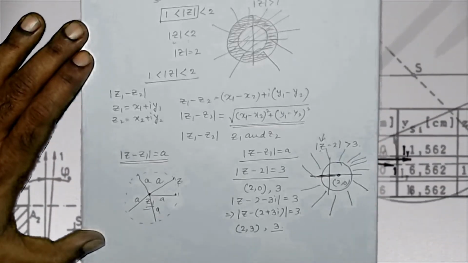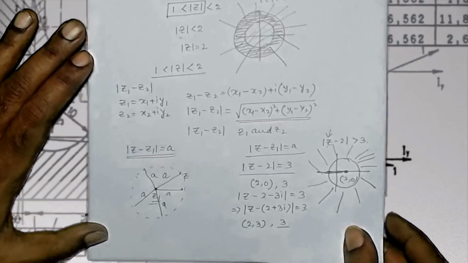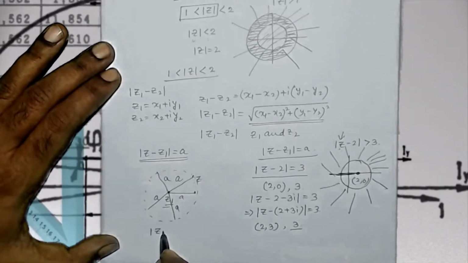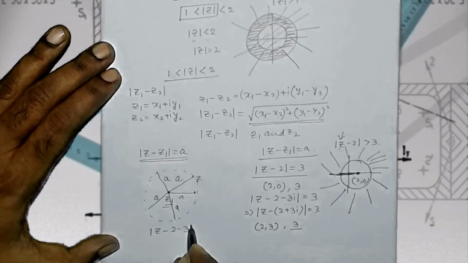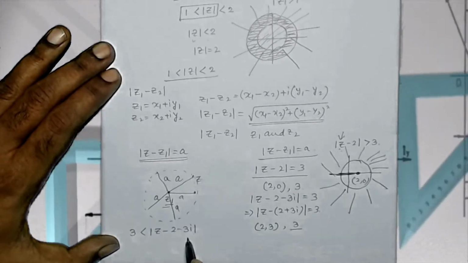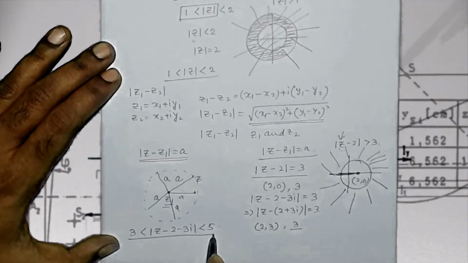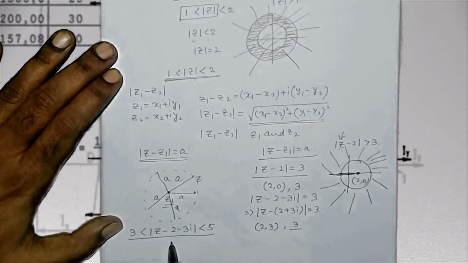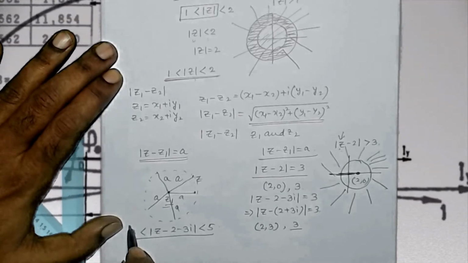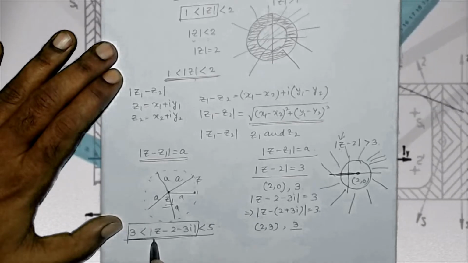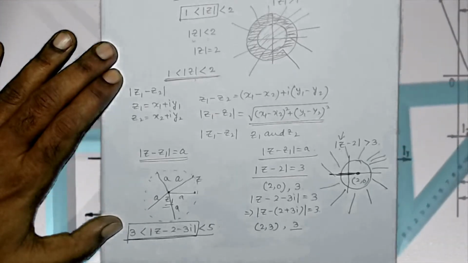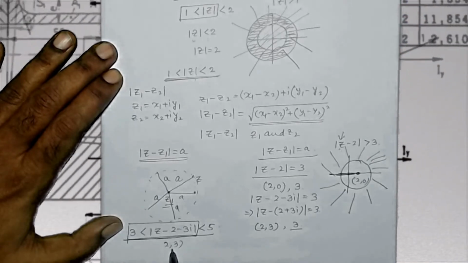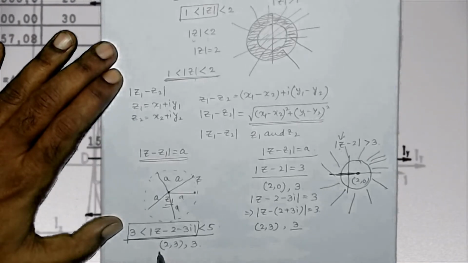Have you understood it? Now I can extend this same concept a little bit and we can say, if I say mod of z minus 2 minus 3i is greater than 3 and less than 5, what do you mean by this? Here, in context to the previous example, this represents, let us take this one, that z is lying outside the circle whose center is at 2, 3 and whose radius is 3. Yes or no?